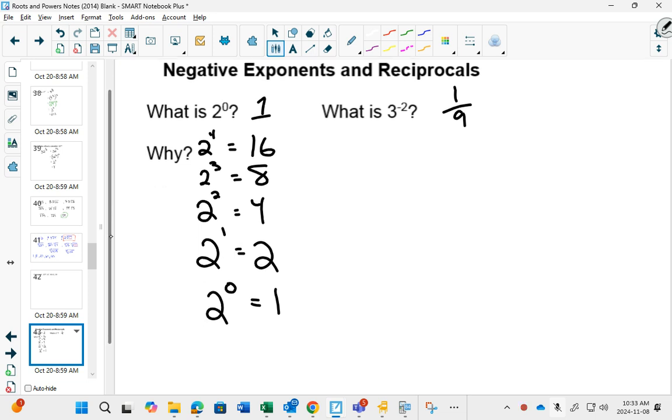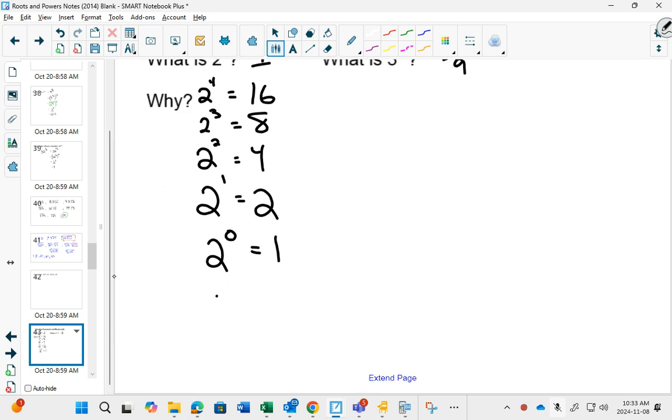It also explains, if you kept the pattern going, what would be next? 2, 1, 0, negative 1. And if I kept the pattern going on this side, I'd have to divide by 2. And if I did it again, I'd get negative 2. And if I divided by 2 again, I'd get 1 over 4, which happens to be 1 over 2 squared. And it explains our negative exponent rule as well.